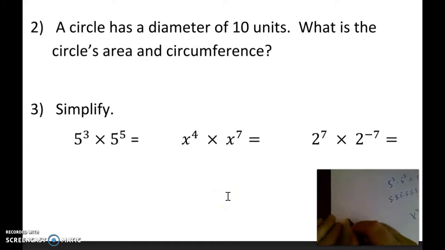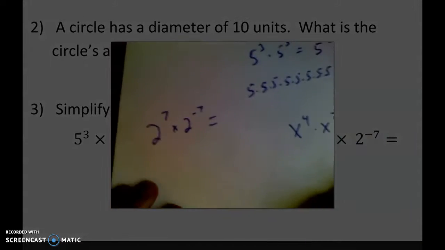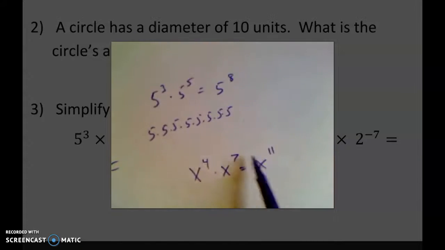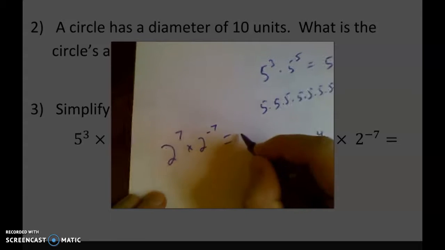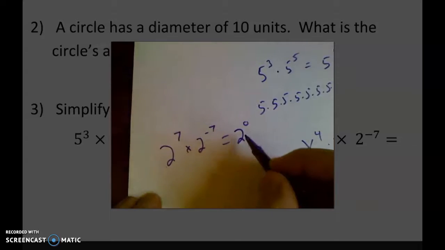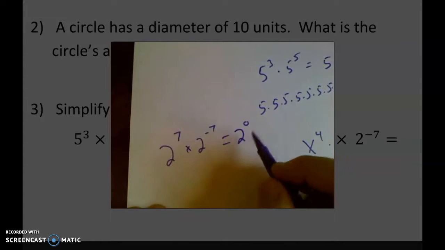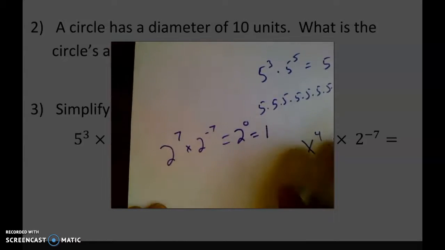And the last one, we have 2 to the 7th times 2 to the negative 7th. A negative exponent can be a little trickier to work with. However, if we remember the little shortcut where we just add the exponents together, if I add 7 and negative 7, I get 0. So it's actually going to be 2 to the power of 0. And you might recall that any value to the power of 0, excluding 0, is equal to 1. So you could write the answer like this, or just say it is 1.